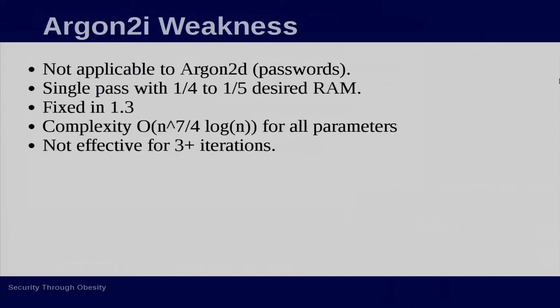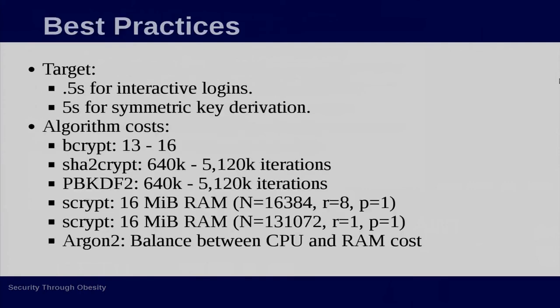And then finally, Argon 2. Argon 2i had a weakness where a single pass was actually using 1/4 to 1/5 the desired RAM that you were looking for. And this was fixed in 1.3 of the specification. However, this was only valid for 1 or 2 iterations. You're probably doing 128 or 500 or more, so it wouldn't have been applicable anyway. But regardless, it did get fixed. And this was only applicable to Argon 2i. This was not applicable to Argon 2d, which you should be using for your passwords.